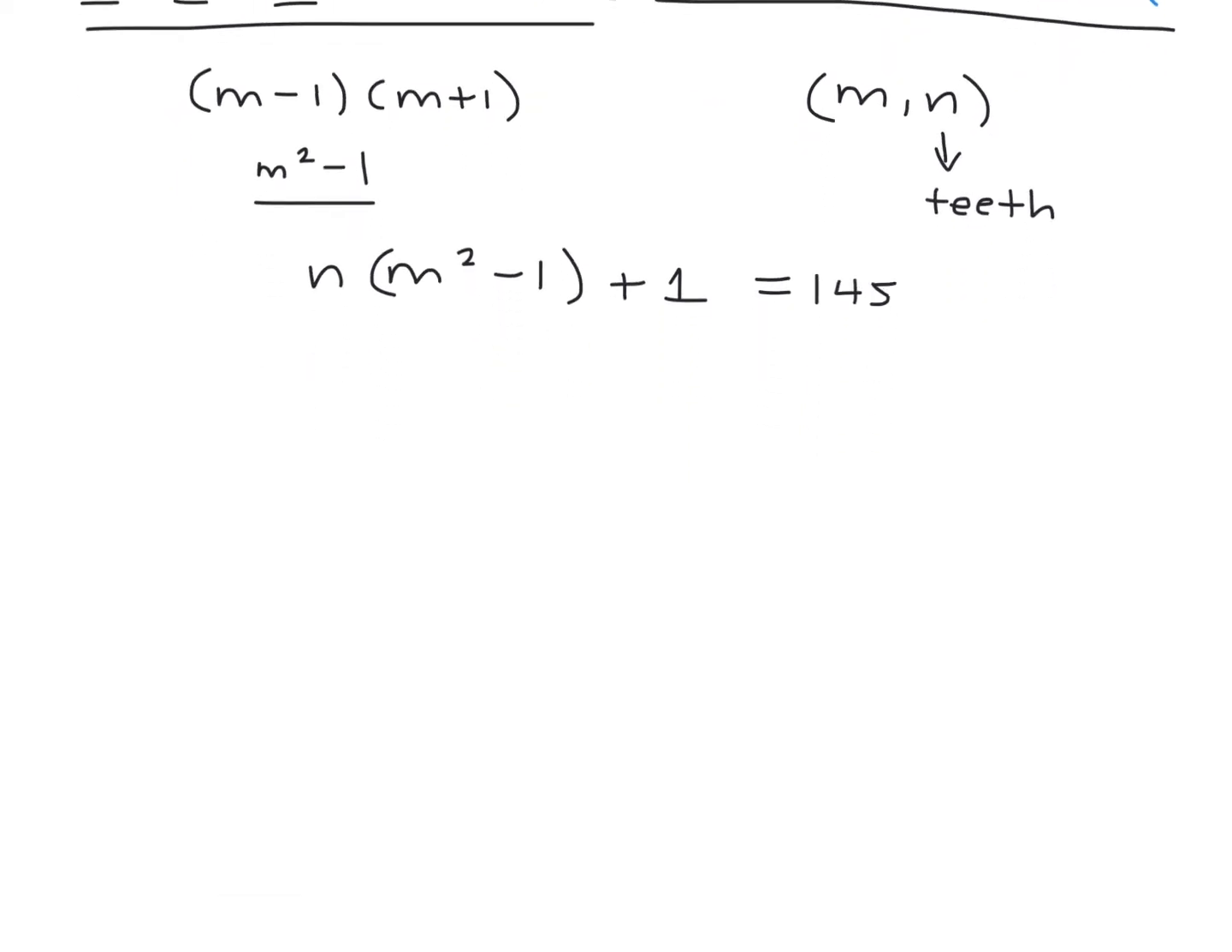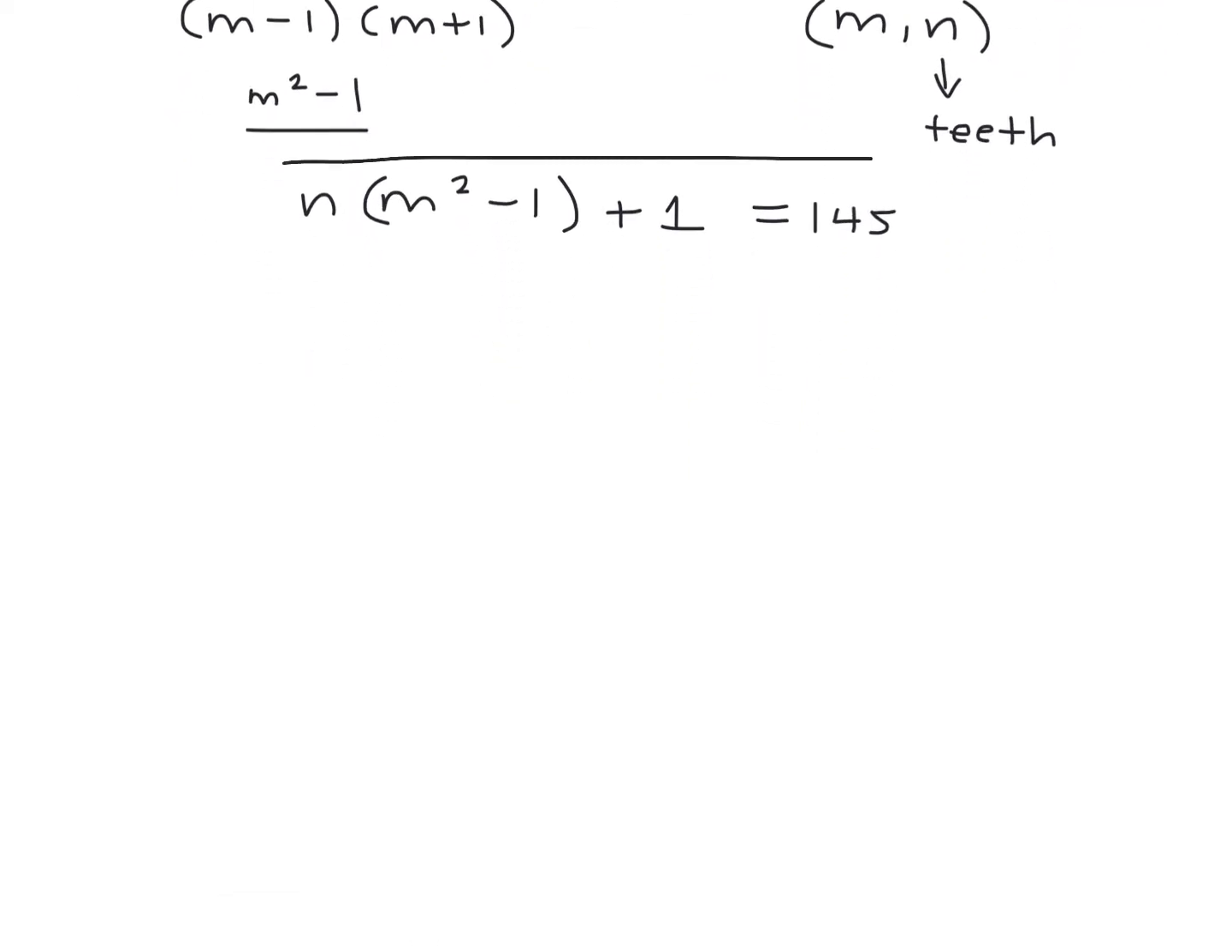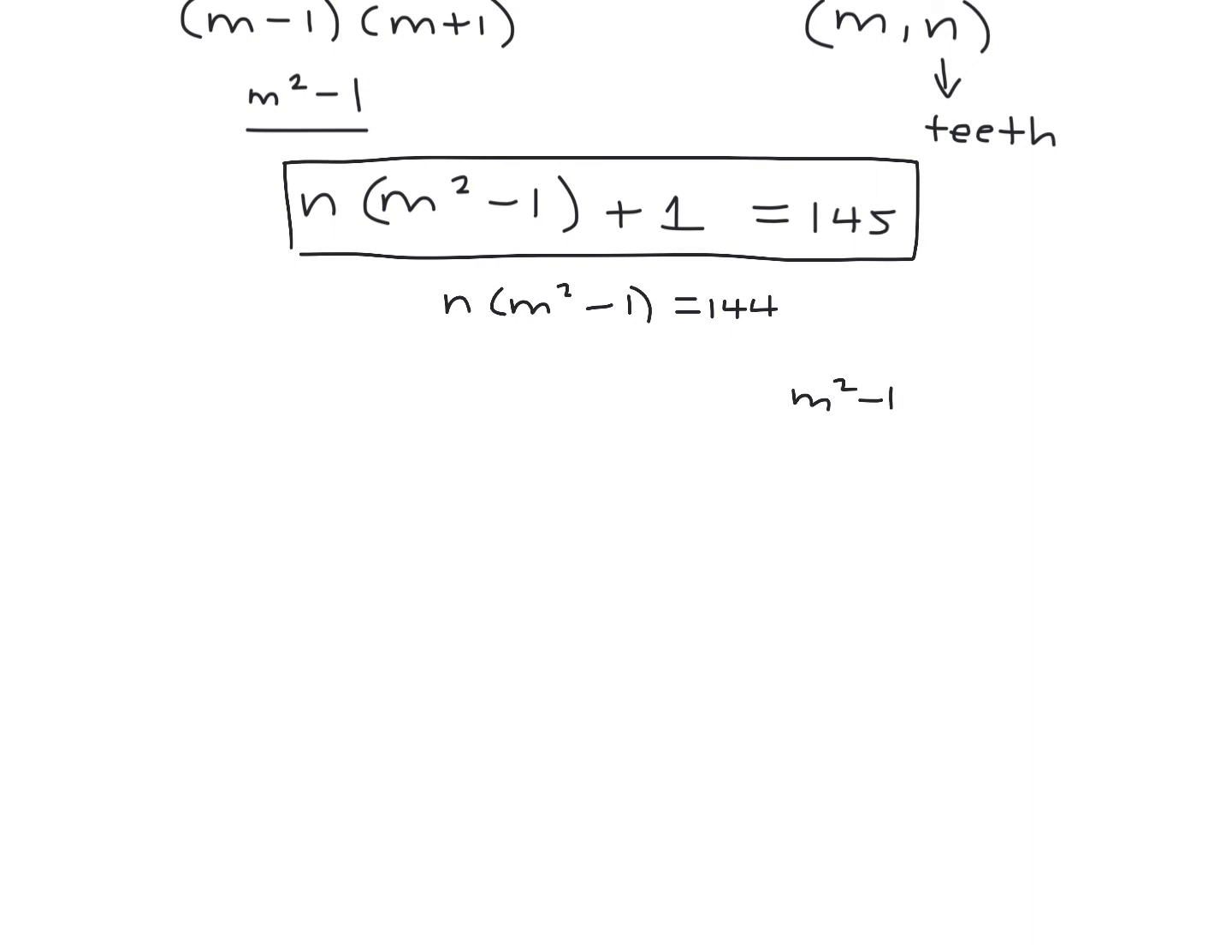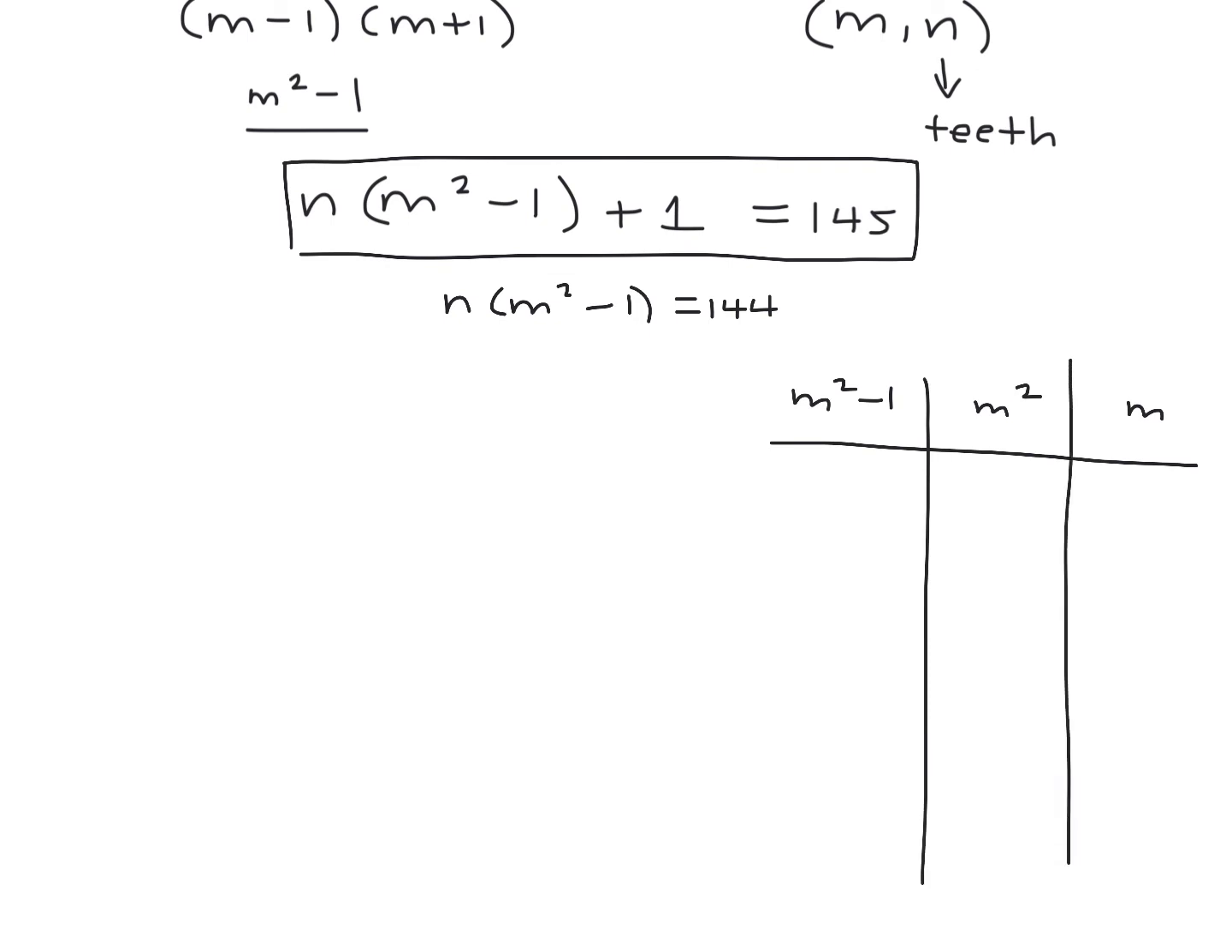Okay. That's basically the setup of the question. It's this formula that we have to work with. Okay, so let's do that. Simplify this a little bit. n times m squared minus 1 would be equal to 144. And then we're going to make a little table here: m squared minus 1, m squared, m, and let's see what we get.